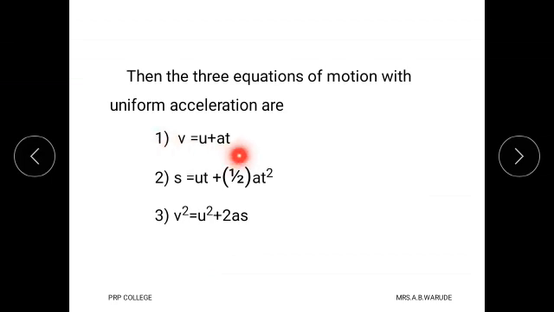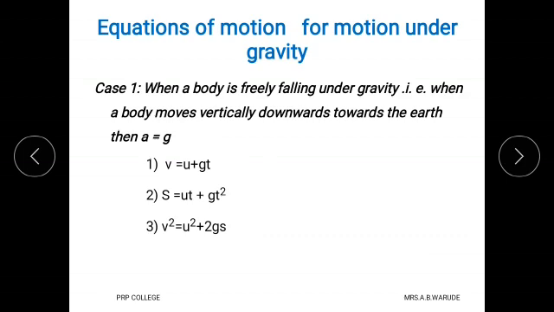First is v equals u plus at, second is s equals ut plus half at square, and third is v square equals u square plus 2as. But here we have to find the equations of motion when motion is under gravity. Then there are two cases.